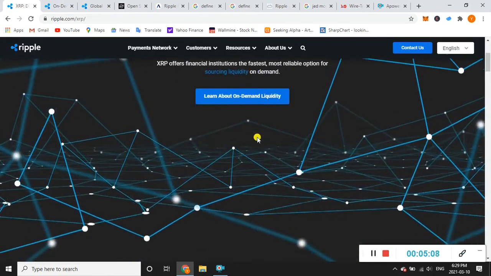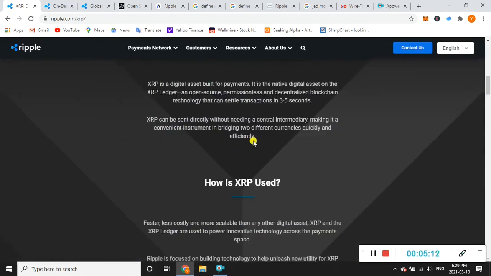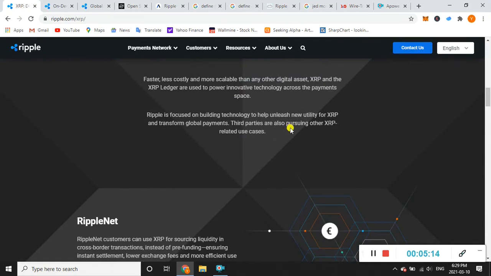Also, just quickly, how cool is this? Look at this. I just sat here for a few minutes checking this out. Anyways, okay, how is XRP used? Ledger, yes.